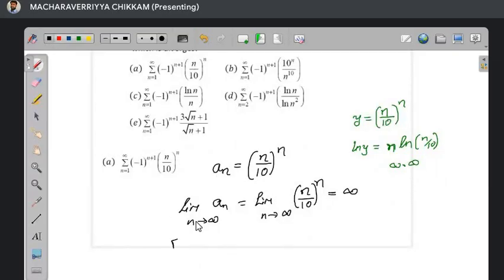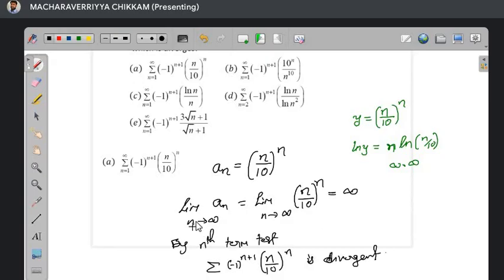Therefore, by the nth term test, we can conclude that the summation of (-1)^(n+1) (n/10)^n is divergent. Once it is divergent, there is nothing to talk about regarding conditional or absolute convergence. It's divergent, that's it.